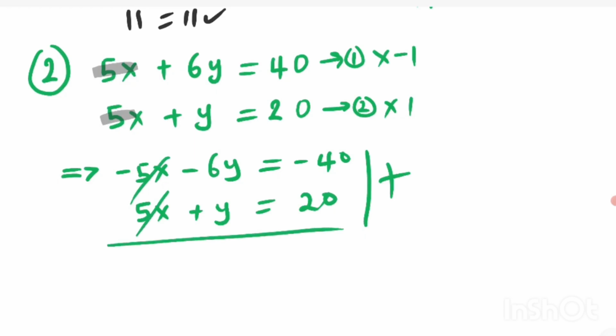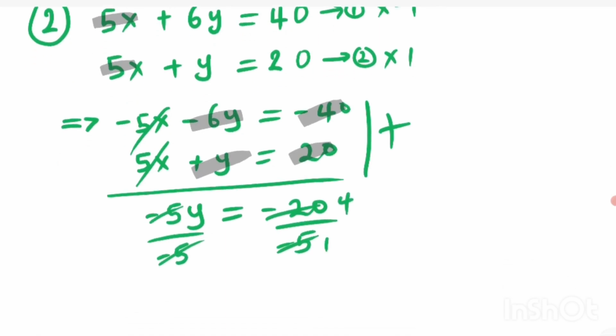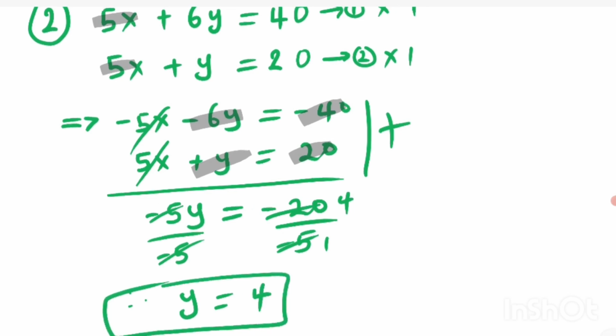We have minus 6y plus y. That will give you minus 5y equal to, if you have minus 40 plus 20, that is equal to minus 20. Let's divide both sides of this equation by minus 5. This divided by minus 5. This cancels this. Minus 5 here is 1, minus 20 divided by minus 5 here is 4. Therefore, y is equal to 4. This is the value of y. We've gotten the value of y. Let us solve for x.